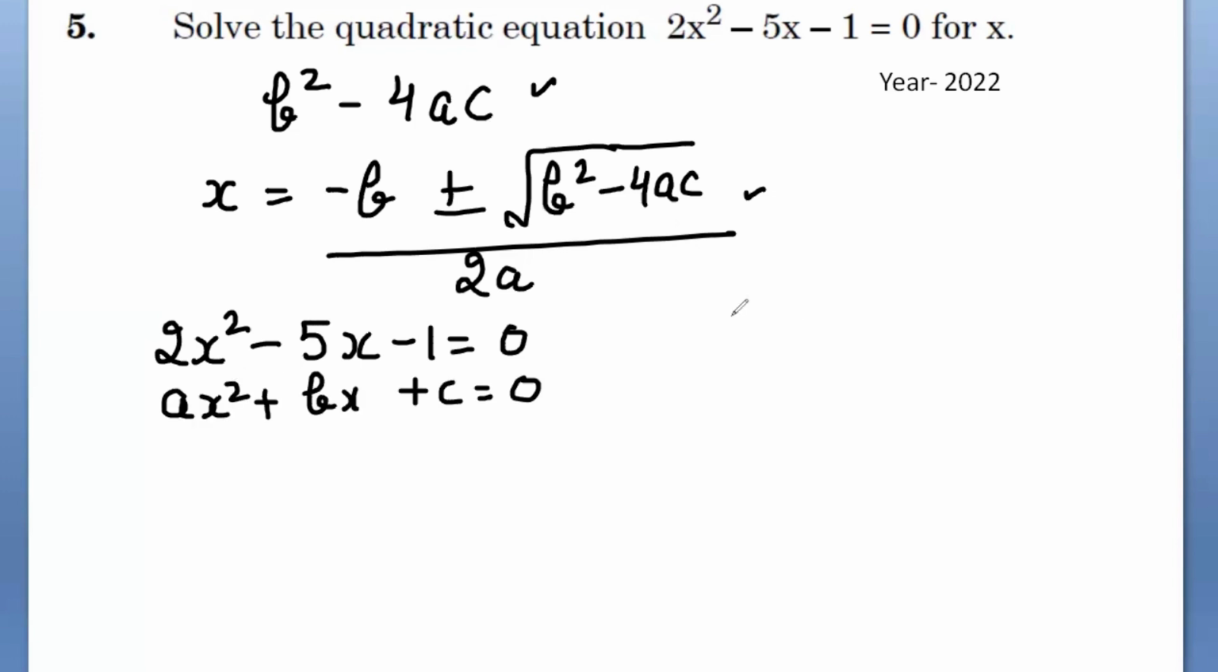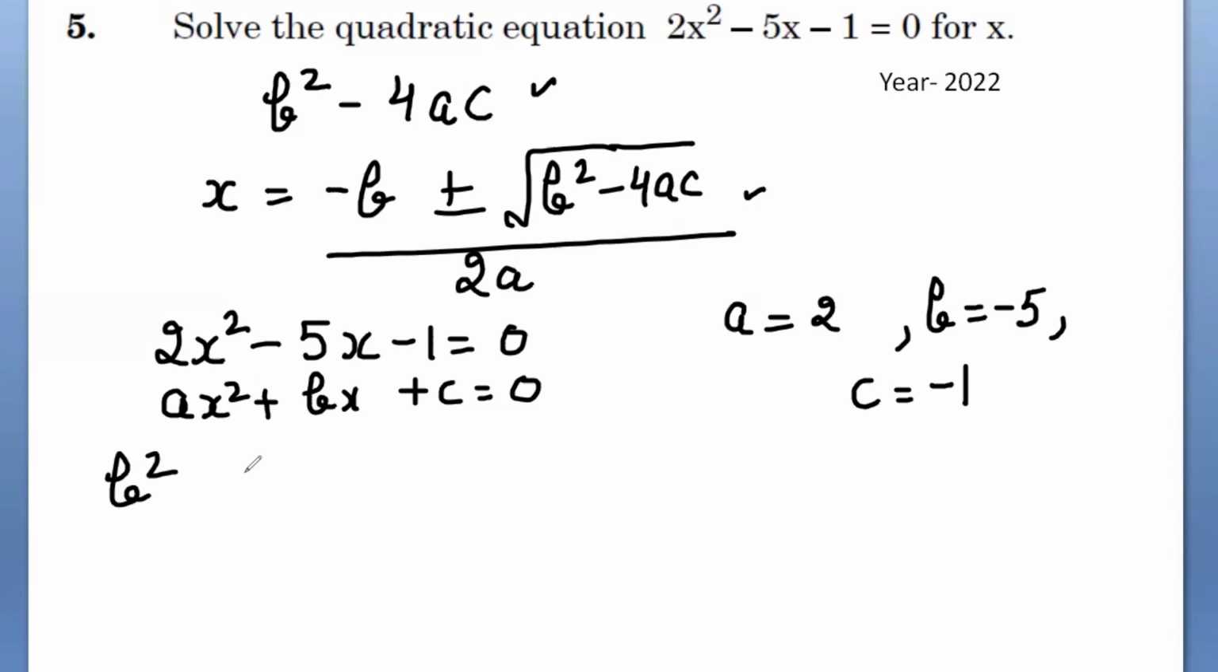0. I know that you know the value of a is 2, the value of b is, yes, minus 5, the value of c is minus 1. Absolutely right. So I know that you already figured it out what can be the value of a, what can be the value of b, what can be the value of c. Now we have to put the values in the formula, which is b square minus 4ac.